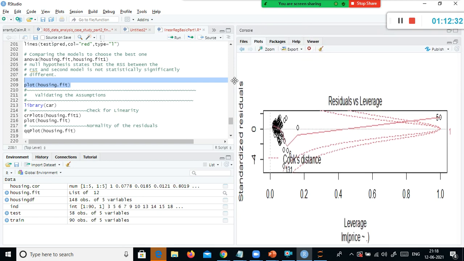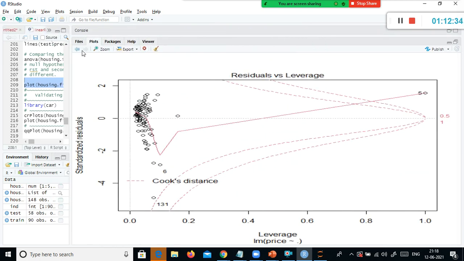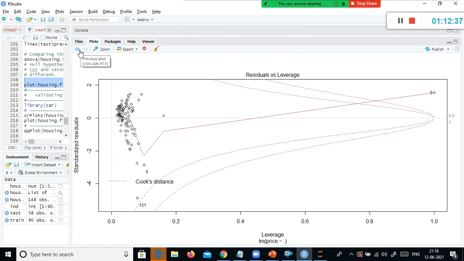The one problem with visualization is that you might get confused in some cases. Look here, residuals versus leverage. The dashed line, you can see like this. Anything beyond this line is an influential point: 131 and this 5. These two are influential points.